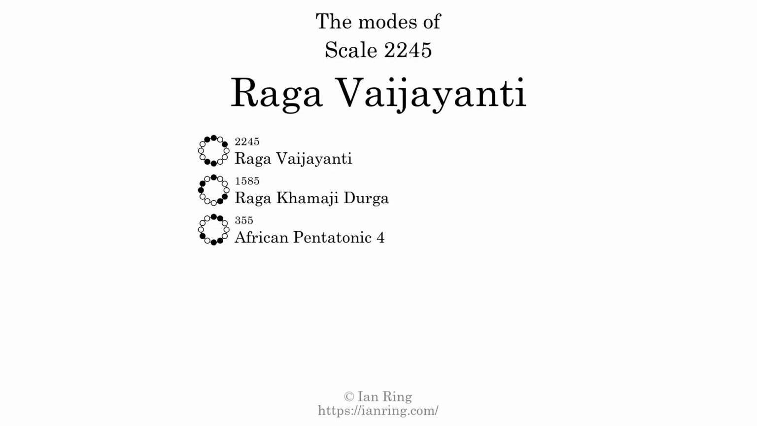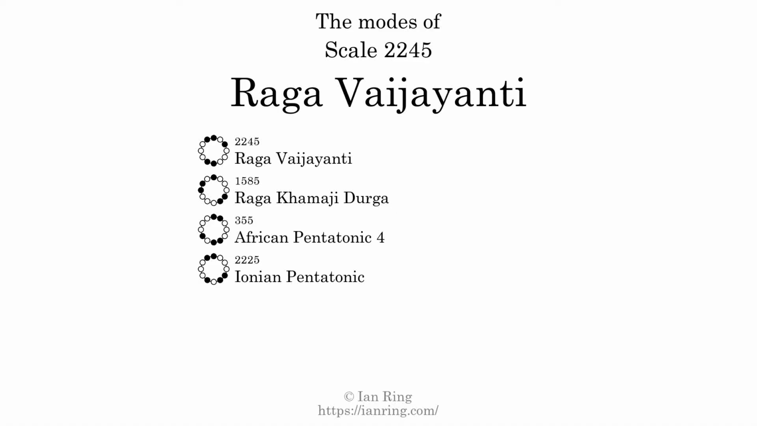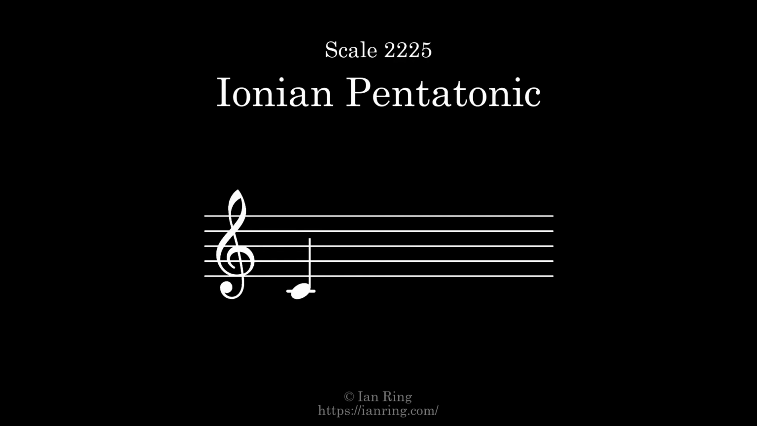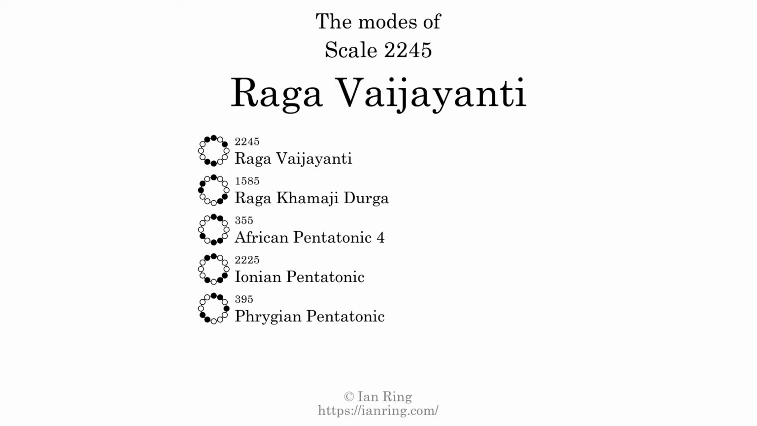The third mode is scale 355, also known as African Pentatonic 4. It sounds like this. The fourth mode is scale 2225. Also known as Ionian Pentatonic. It sounds like this. The fifth and last mode is scale 395, also known as Phrygian Pentatonic. It sounds like this.